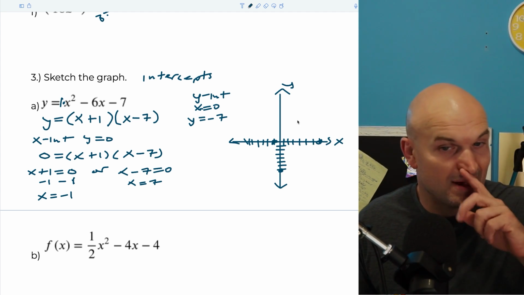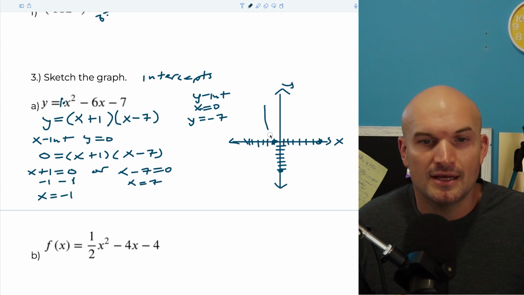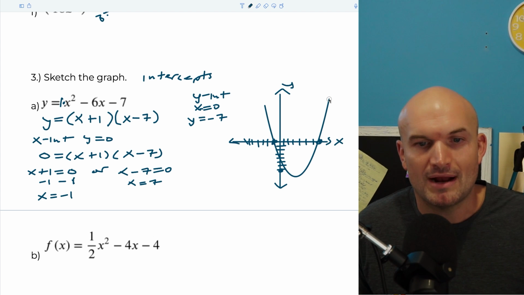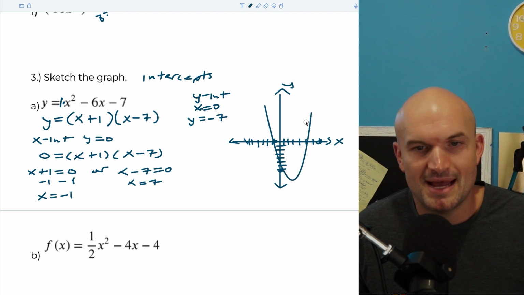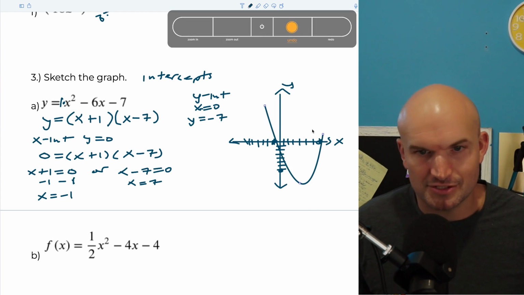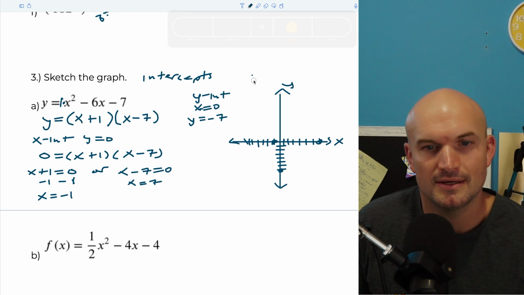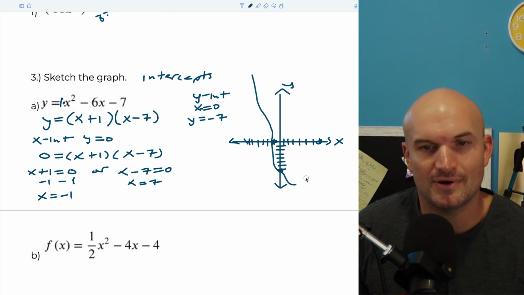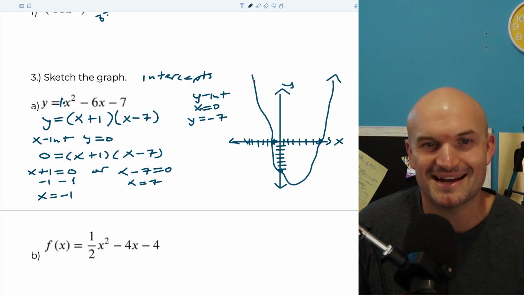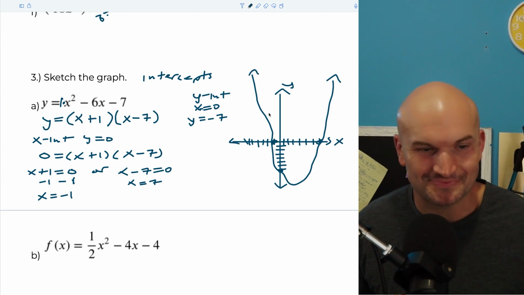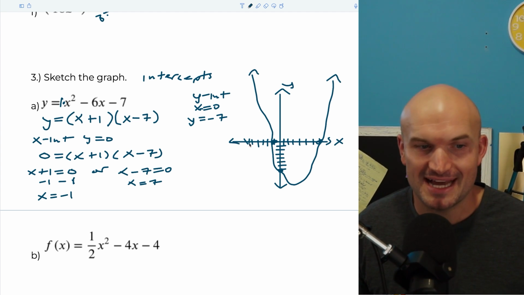Hopefully you understand that given this information, I can now sketch the graph, and it has to open up if I'm following that parabola format. There we go, something like that. Let's try that again. No, all right, it doesn't like that. So we'll just do a really bad parabola, and it'll look something like that, which is not pretty, but hopefully you get the idea. It wouldn't work facing down.